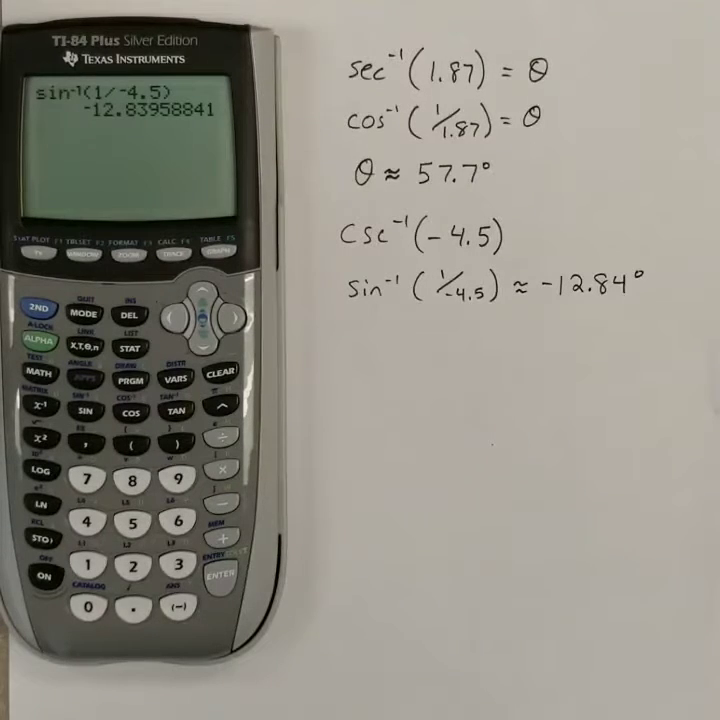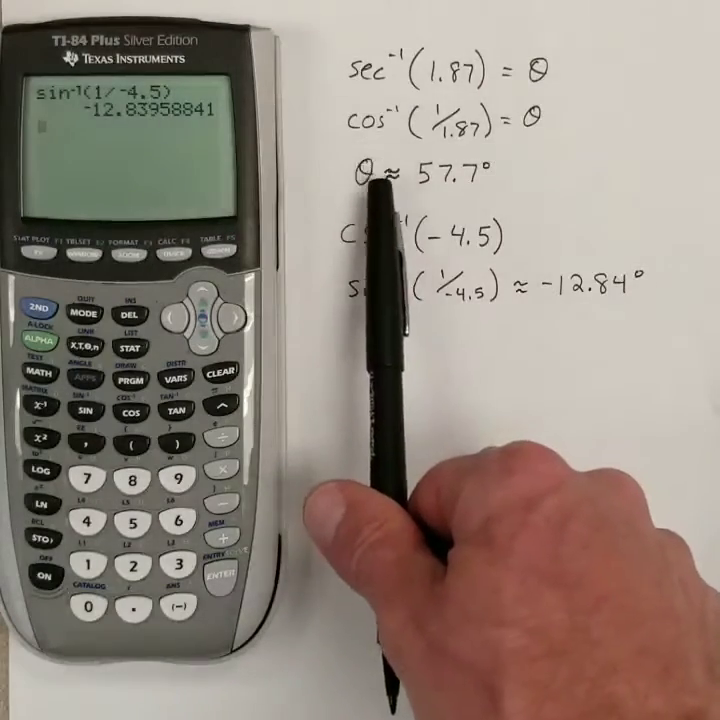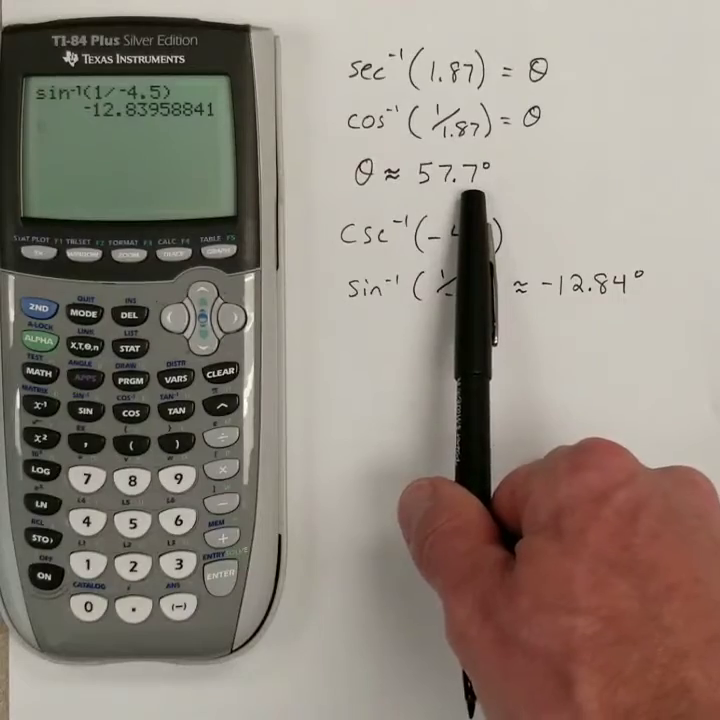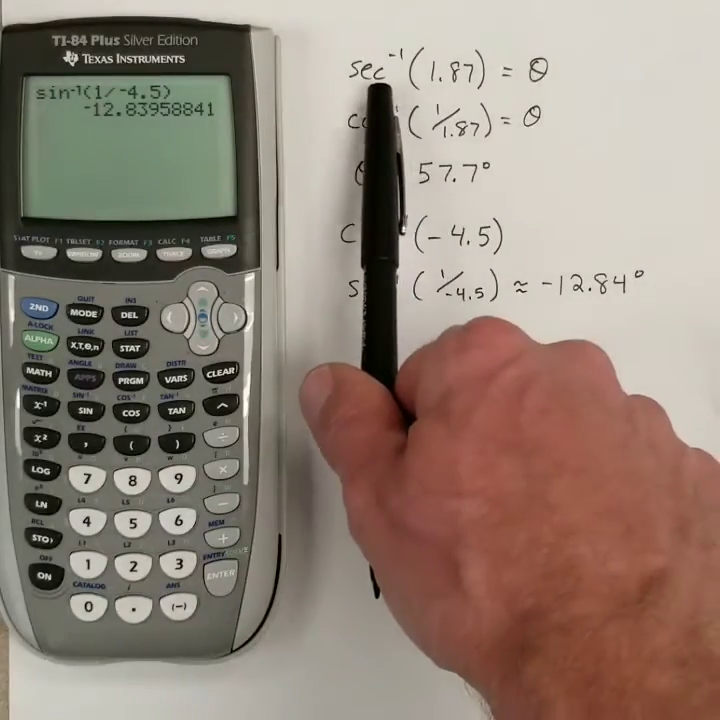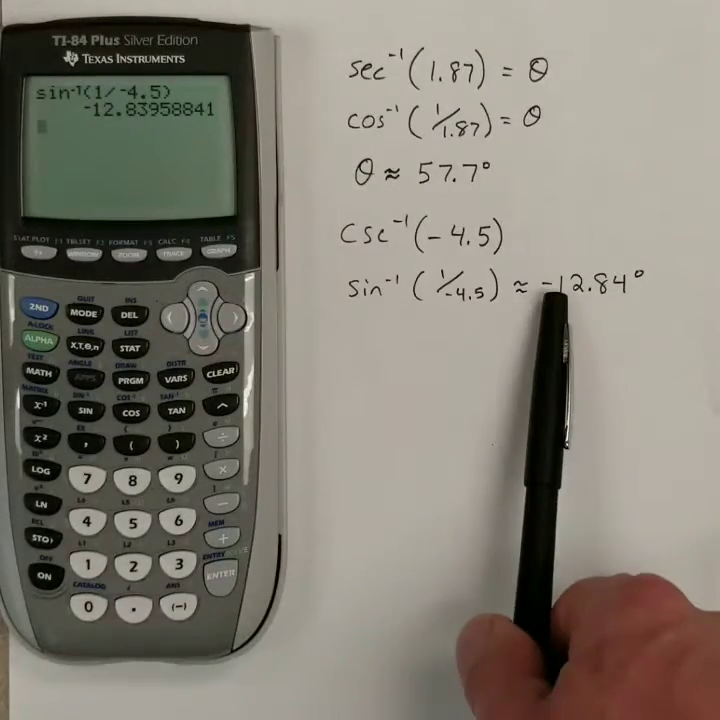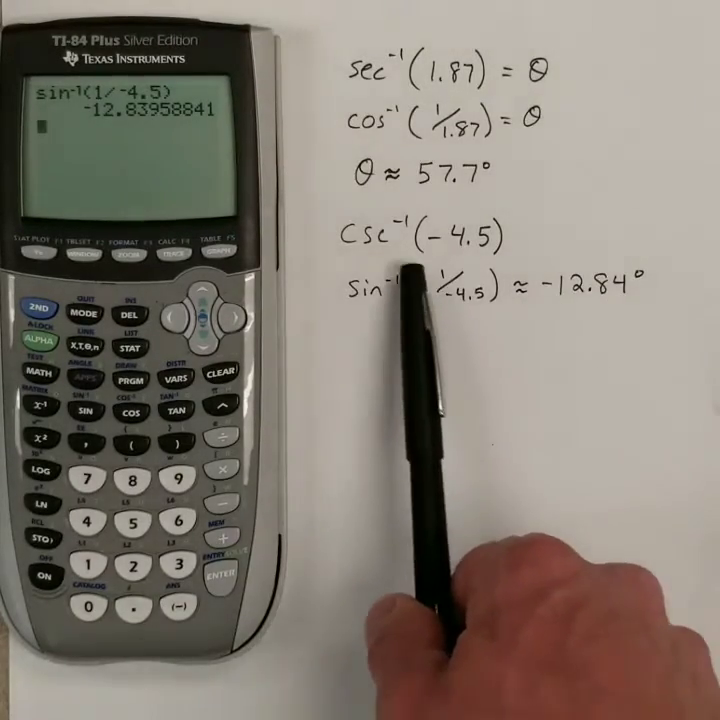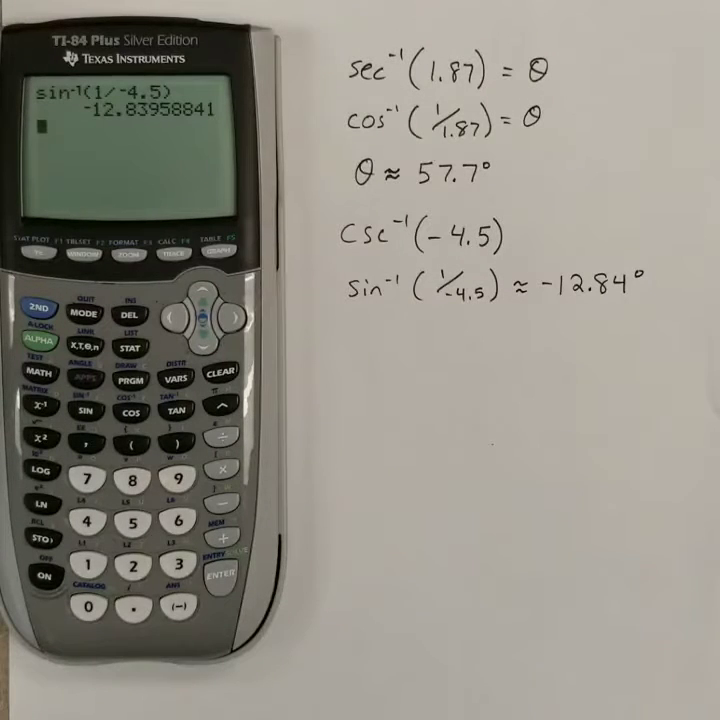What is interesting is that these inverse trig functions give us values, but they only give you one output. There are often, pretty much every time, going to be two angles between 0 and 360 that actually give us those trig function values. And so, for instance, 57.7 is not the only angle that has a secant value of 1.87. And negative 12.84 is not the only angle that has a cosecant value of negative 4.5. So what we would like to do is find all the other angles.